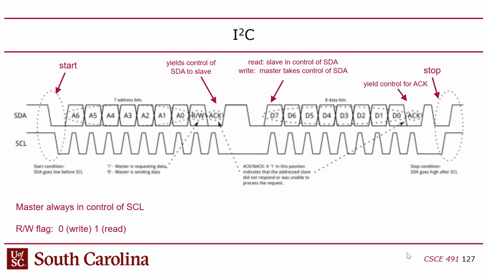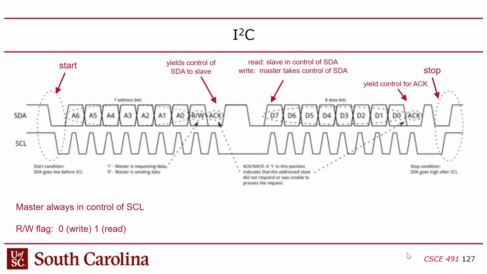So the header is 9 bits and the data is 9 bits. The 9th bit on each one of those is the acknowledgement. You always change hands for the acknowledgement. You change control for the acknowledgement. So the master sends the address, slave acknowledges, and then you may or may not change control once you get to the second half of the transaction, depending on if it's a read or write. So if it's a write transaction, the master will take over again and send the data it wants to write.